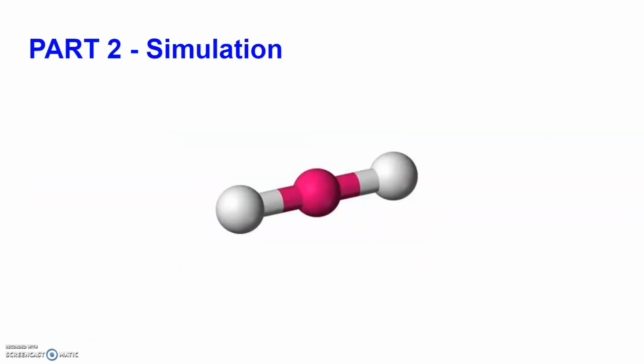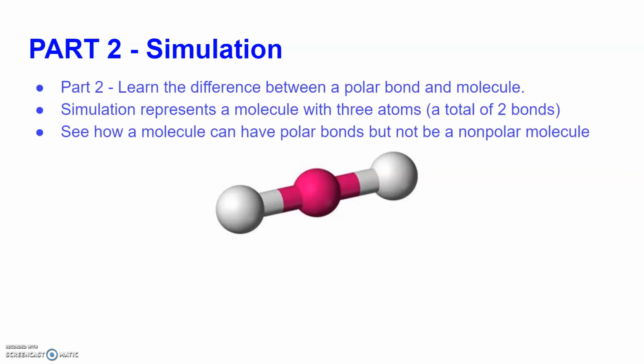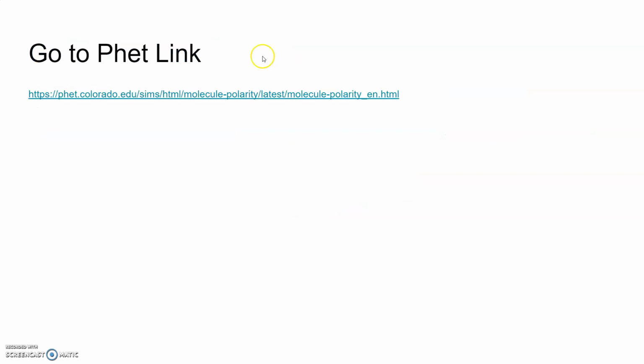Okay, so in this simulation, we are going to learn the difference between a polar bond and a polar molecule. And we're going to look at a molecule like this one. There are 3 atoms with a total of 2 bonds. And we're going to see how a molecule can have a polar bond, but be a nonpolar molecule. So let's go ahead and go to the PhET link. If you're doing this along with me, you might want to pause and then go to that link.